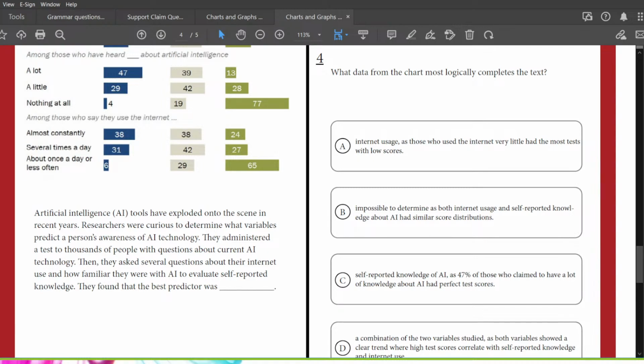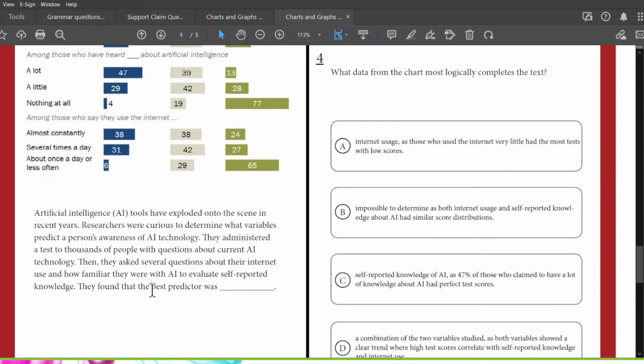Looking at number 4, I'm seeing some C's. Let's see what we got. Okay. So they found the best predictor was blank. I don't know what we're talking about yet. Best predictor of what? Let's look at the previous sentence. They asked several questions about their internet use and how familiar they were with AI to evaluate self-reported knowledge.